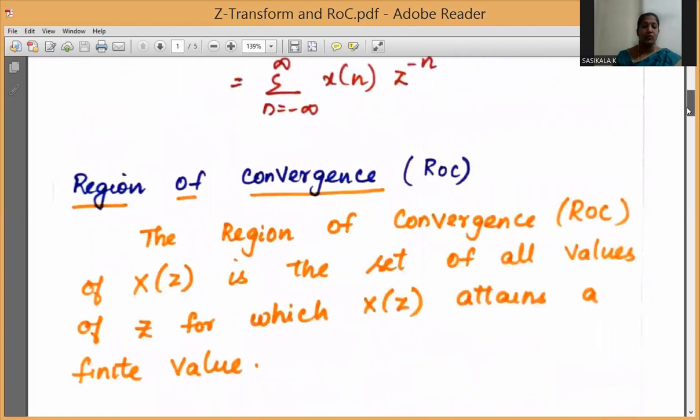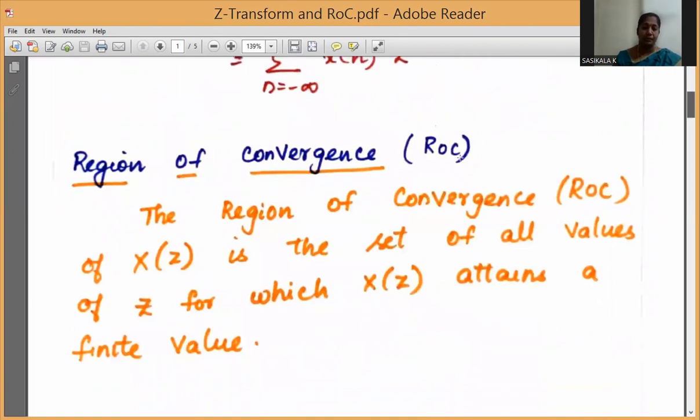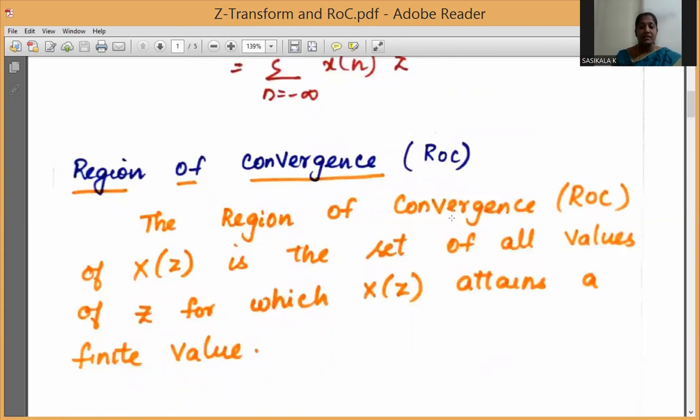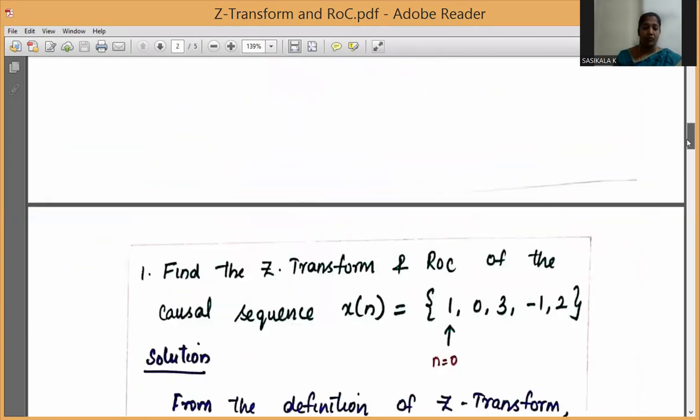Next we'll go to the region of convergence, ROC. The region of convergence is taken for capital X of Z. That is, when the discrete time signal x of n is given, we need to find the Z transform, and only then we'll find the ROC. So the definition for ROC is the set of all values of Z for which capital X of Z attains a finite value. Once we go to the problem, we'll understand what is ROC.